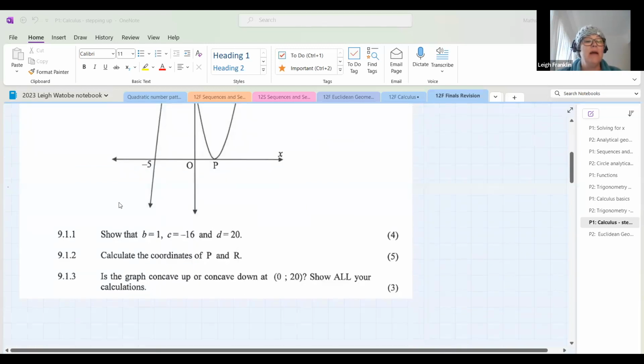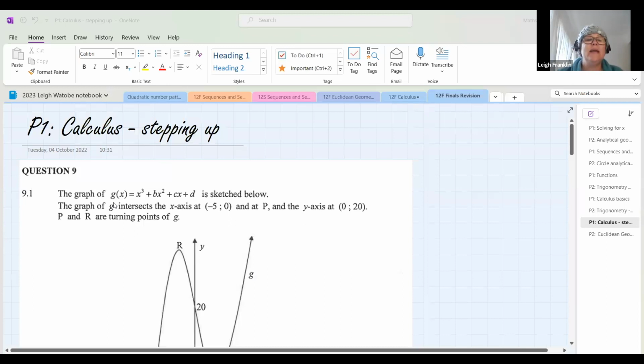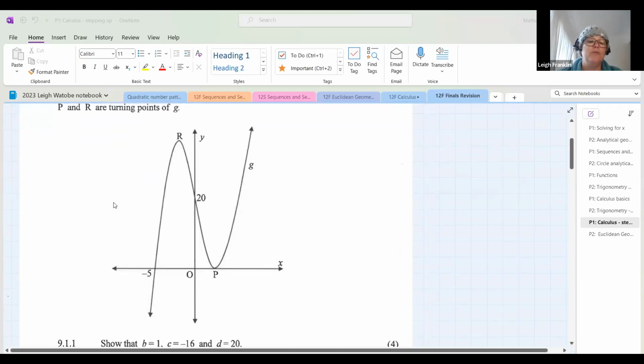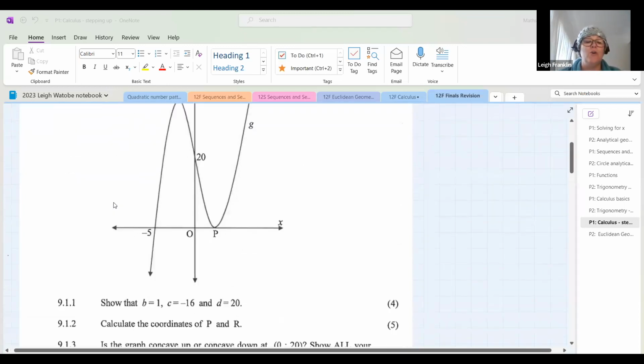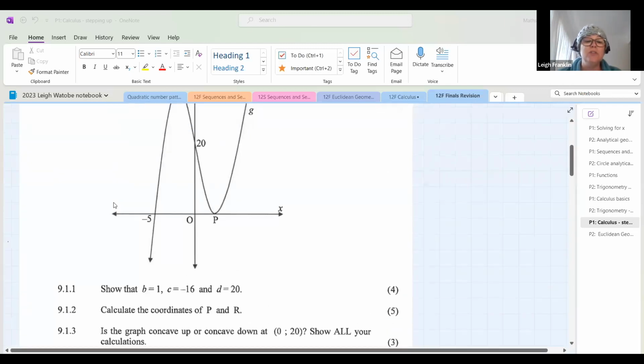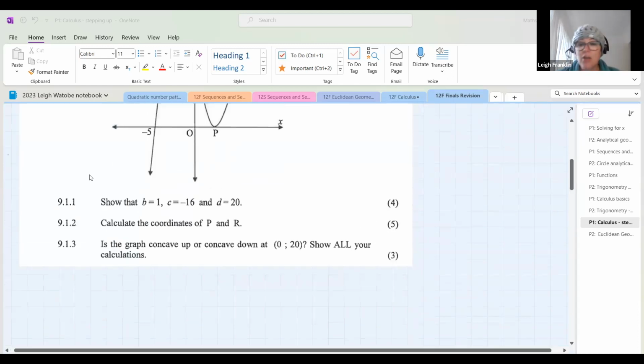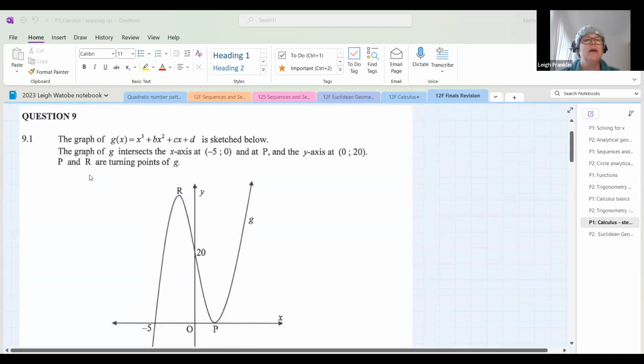Okay, so in 9.1.1, they want us to show that B is 1, C is -16, and D is 20. So they set it out like that so that if you can't solve for B, C, and D, you've still got the answers in order to be able to do the rest of the questions. So don't just leave everything out if you can't do the first one. Use the information that they've given you in order to be able to get the rest of the marks, because you don't want to go and throw everything away just because of one particular question.